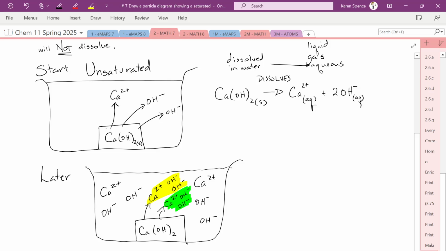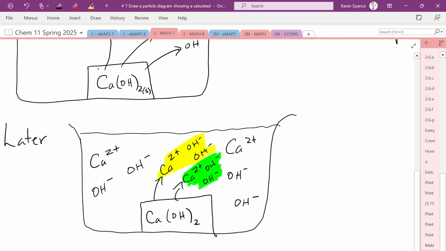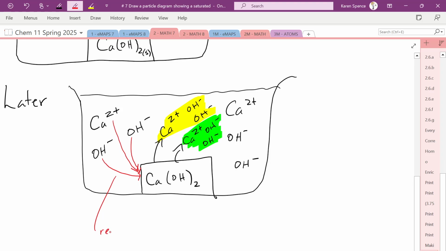And that comes off and dissolves. But what's going to start to happen is, because there were already calcium hydroxides in there, we're also going to get the hydroxide and the hydroxide and the calcium recrystallizing. So these guys here, these are dissolving. These guys here, they are recrystallizing.